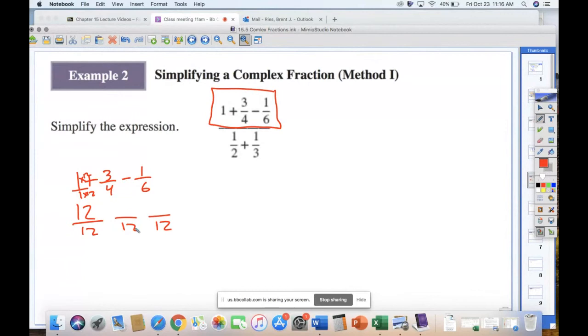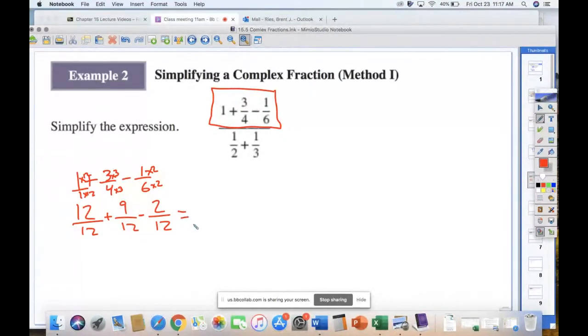How did I go from 4 to 12? Well, I took it times 3, so I better take the numerator, 3 times 3, and get 9. Keep that plus sign here, and then keep that minus sign. How did I go from 6 to 12? Well, times 2, so I better take the top times 2, and 1 times 2 is 2.